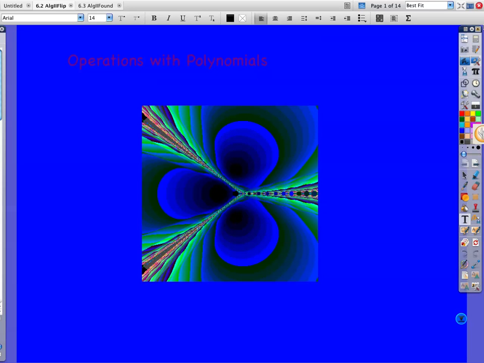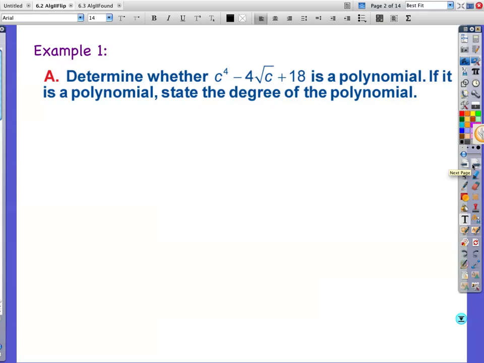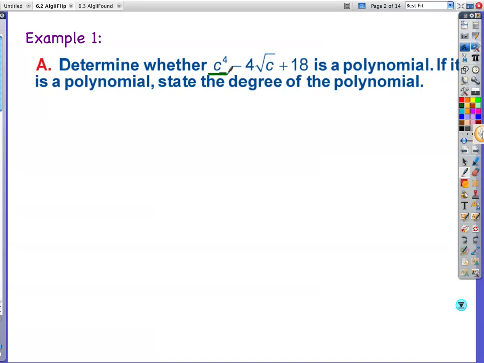Okay. We're going to have operations with polynomials. Okay, there's probably all kinds of explaining I could do prior to this, but we're going to just jump in. Determine whether this is a polynomial. Poly means many, like terms. The only thing about these terms is, here we got c to the fourth power.